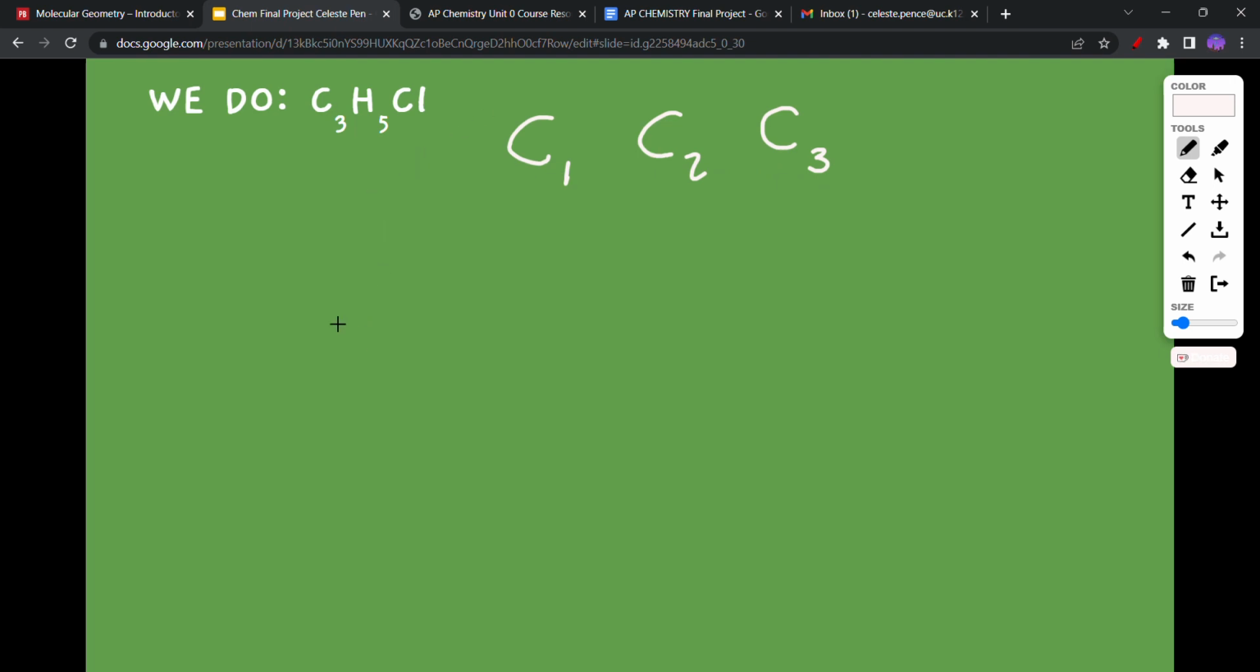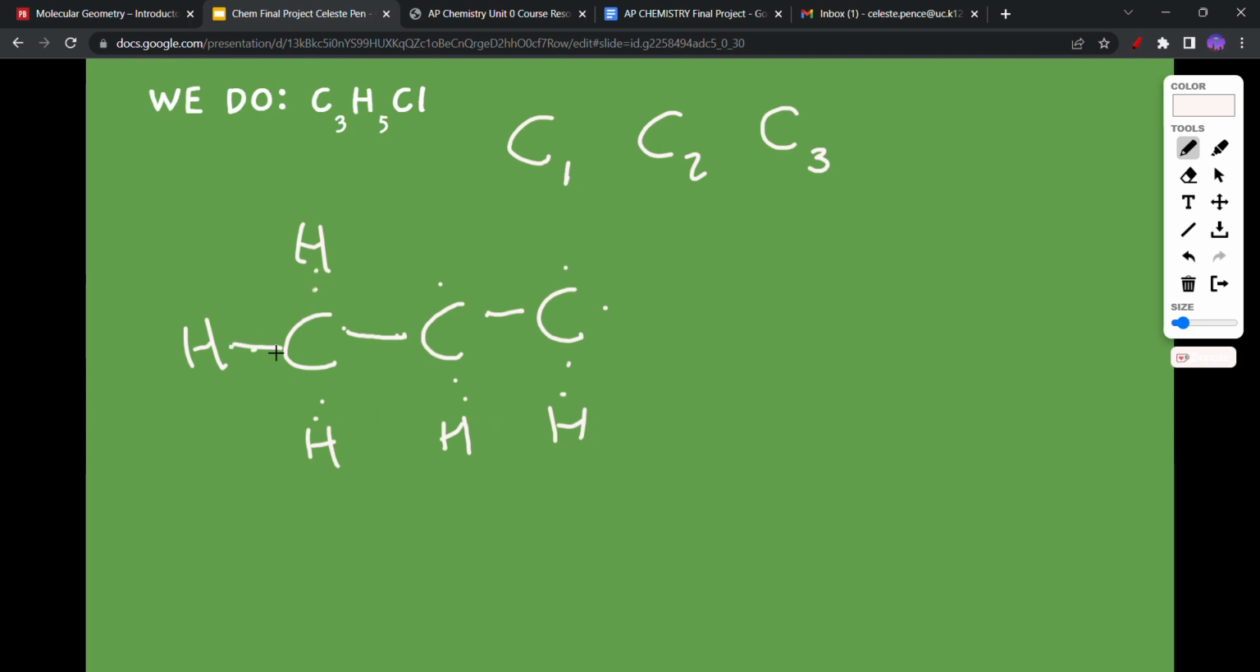So as always, start by drawing your Lewis structure. C's with 4 electrons each. And these guys get bonded. And then our H's, with 1 electron each, then these guys get bonded. And then our Cl, which goes off to the side right here, with 7 electrons. And these guys bond. We see we have 2 electrons left over here, and those get turned into a double bond right there.